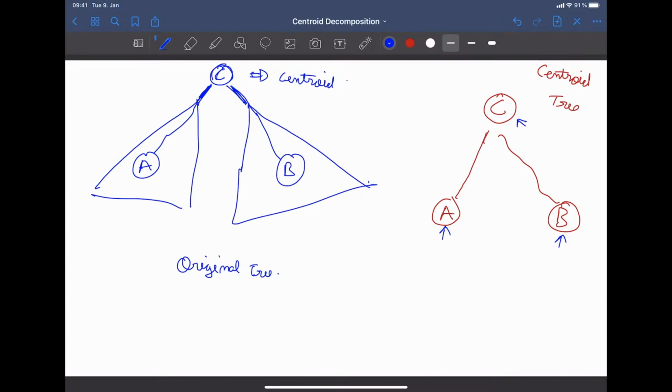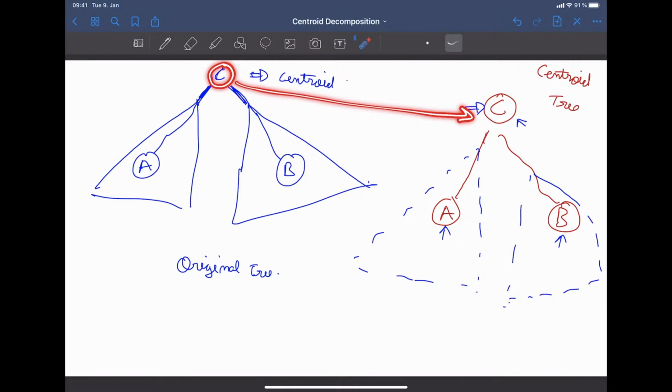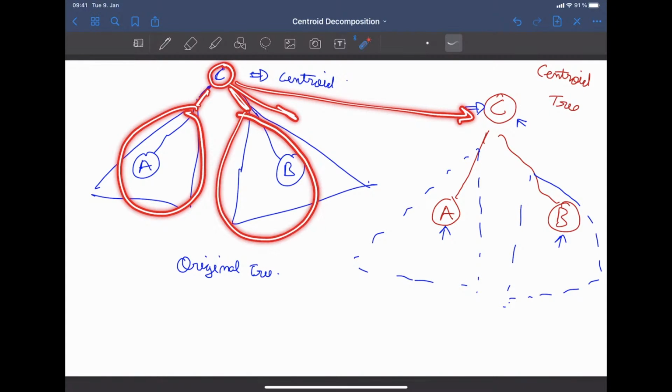And why is that? Because, as I said earlier, in the centroid tree, when you look at a node, that node represents the fact that it became a centroid in the original tree at this point. And every subtree in the centroid tree is formed by calling decompose on a similar subtree in the original tree. So you remove this node, it becomes a centroid. You delete the edges and you call decompose on these smaller subtrees.